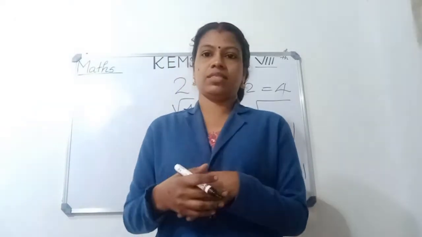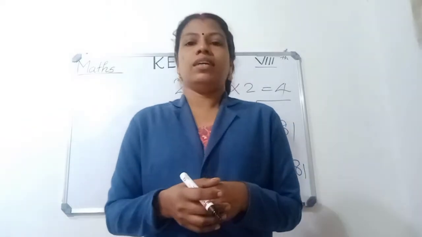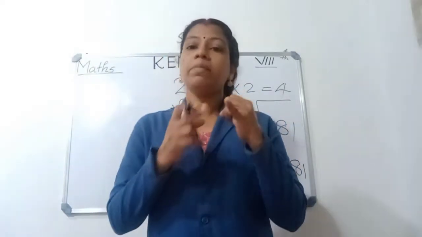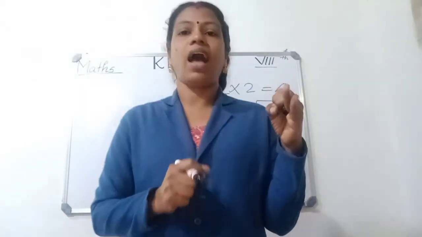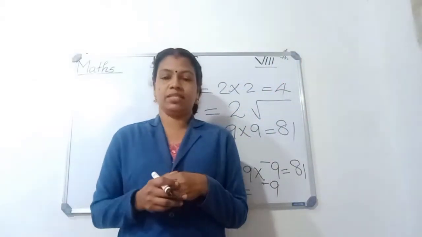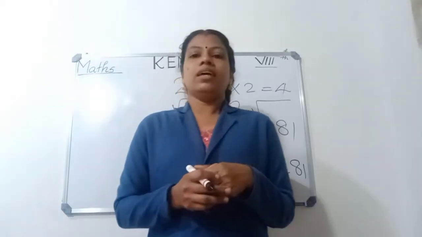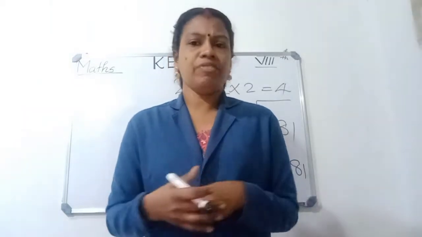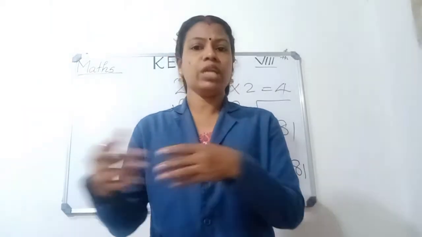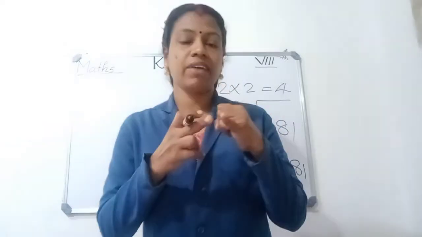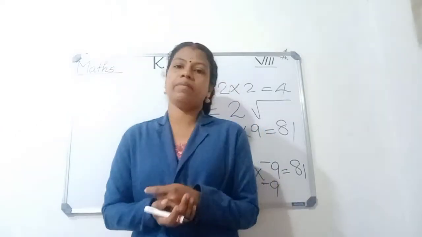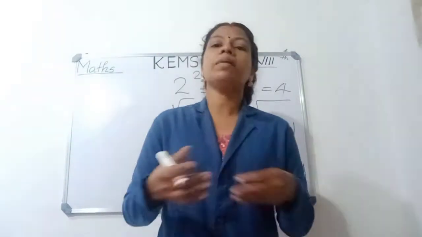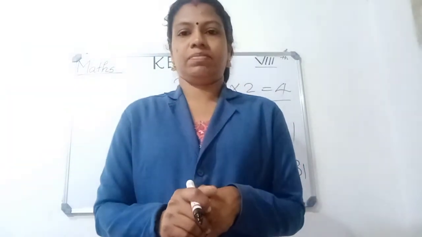Now, there are three methods for finding the square root of a number. Three different methods. They are repeated subtraction method, prime factorization method and long division method. Okay. In this chapter, we mainly focus on the two important methods, that is prime factorization method and long division method. Anyway, I will just tell the repeated subtraction method.